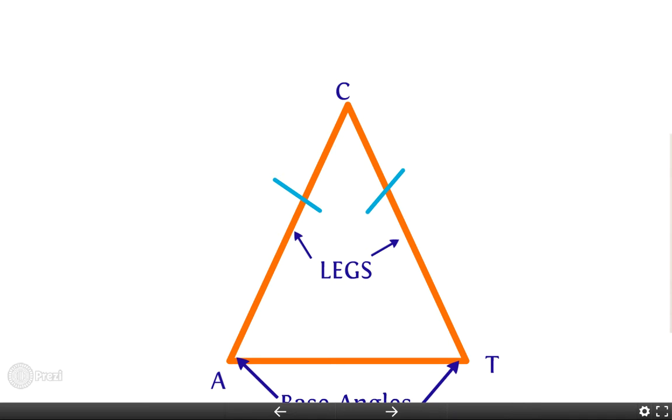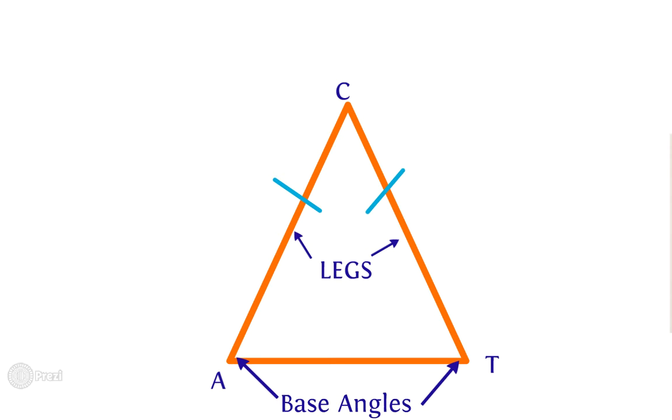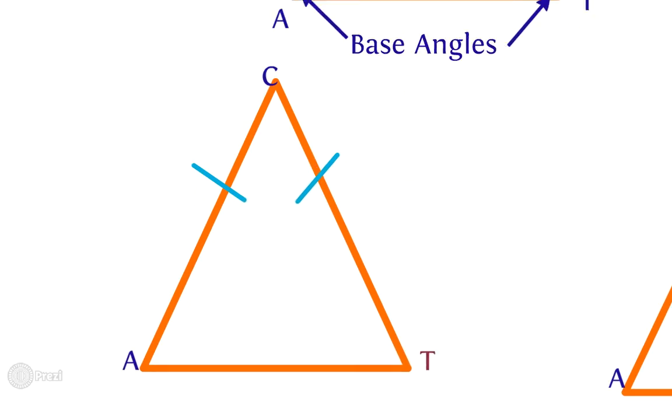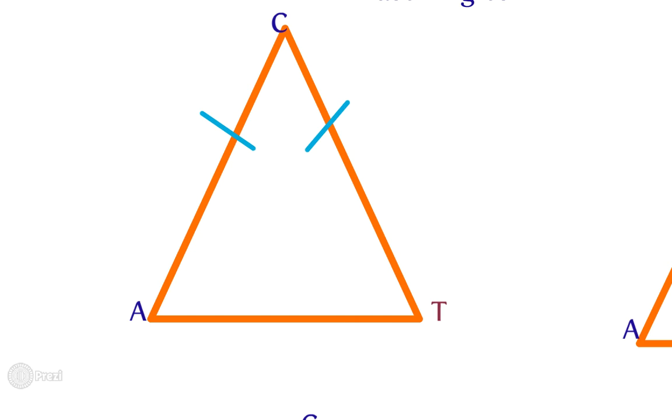Something else we need to talk about are the legs. The legs of an isosceles triangle are the two congruent sides. So the two congruent sides are called the legs. And finally, the angle that is created by the two congruent sides is called the vertex angle. So let's go into more detail on these items.